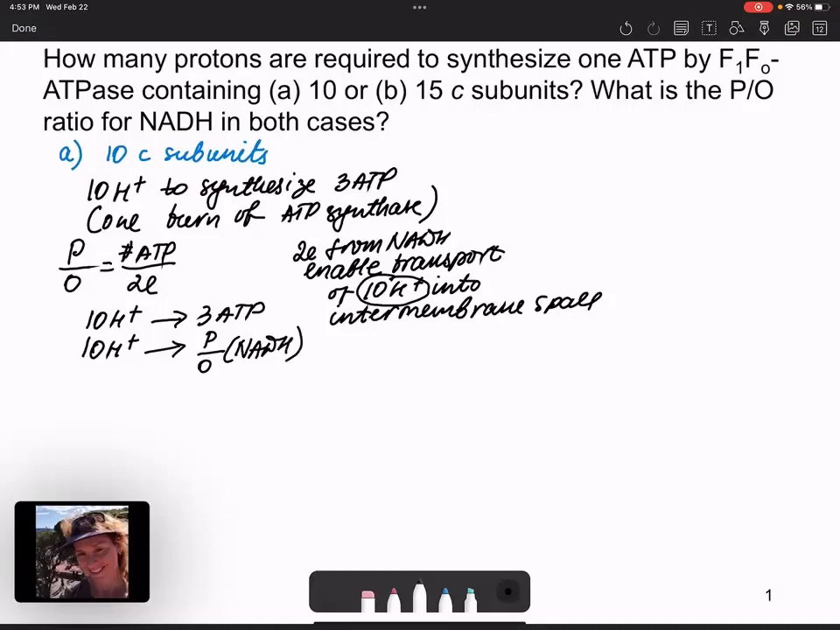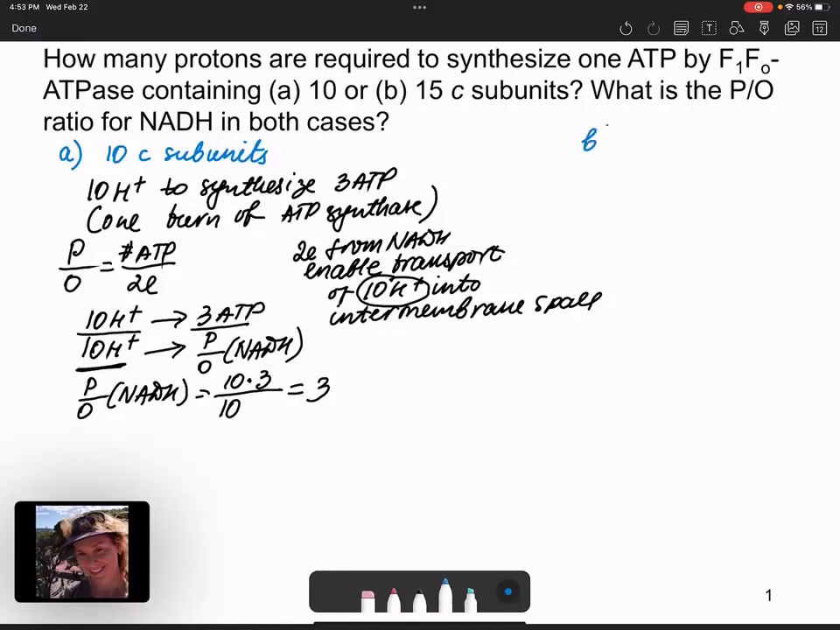And we just saw that this P/O ratio in this case for NADH will be equal to those 10 protons multiplied by 3 ATP and divided by the 10 protons that are required to synthesize 3 ATP. And that will bring this P/O ratio to 3.